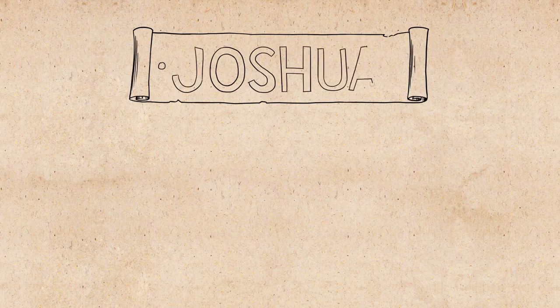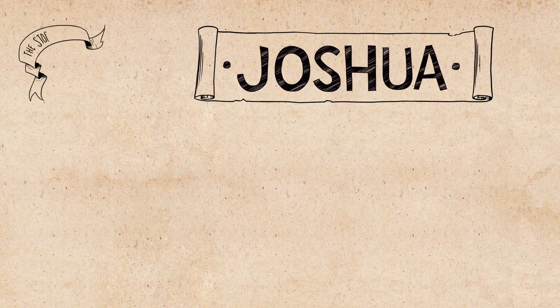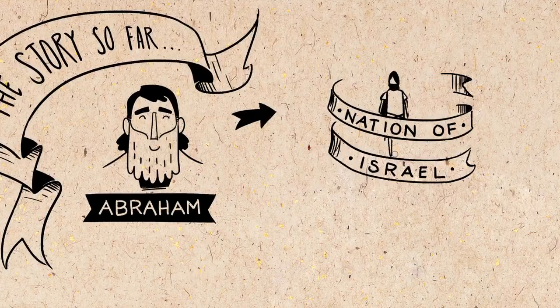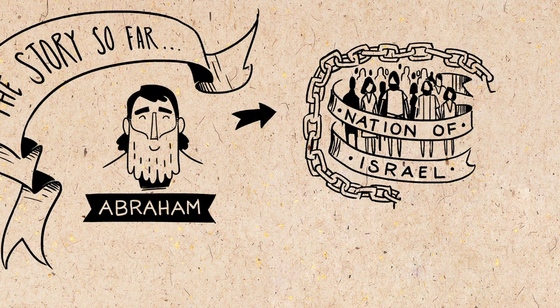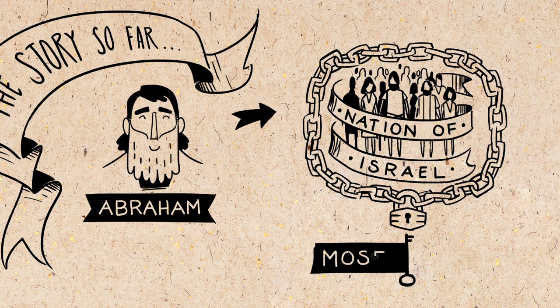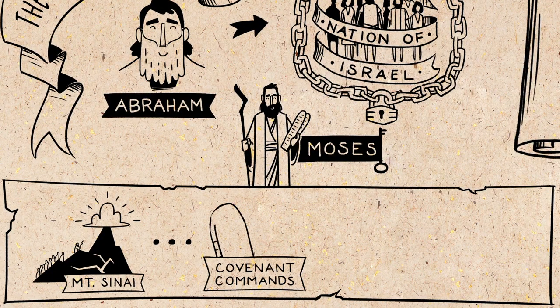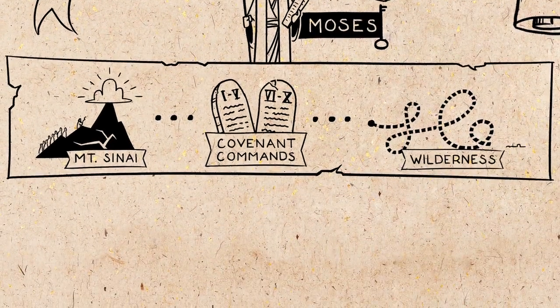The book of Joshua. Let's back up and remember the story so far. God chose Abraham, and then his family became the people of Israel, who are then enslaved down in Egypt. And so through Moses, God rescued Israel out of Egypt. He made a covenant with them at Mount Sinai, and he brought them through the wilderness.